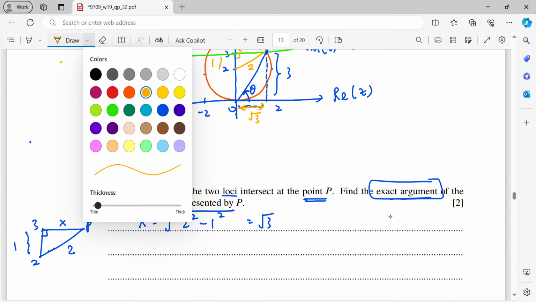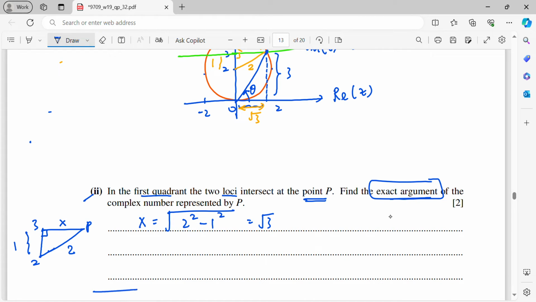Alright, so now I draw another triangle. This is P, here is O. This is theta, and let theta be the argument of P, of OP.